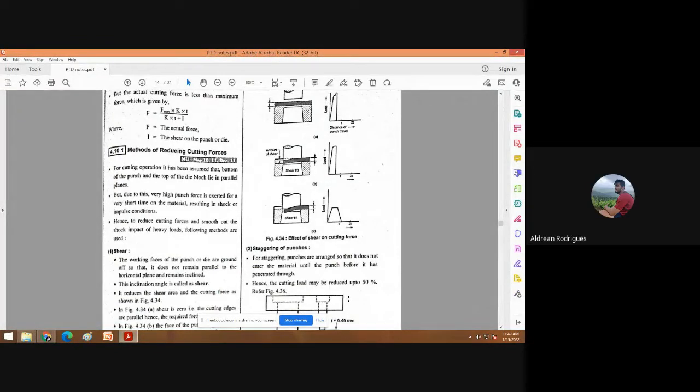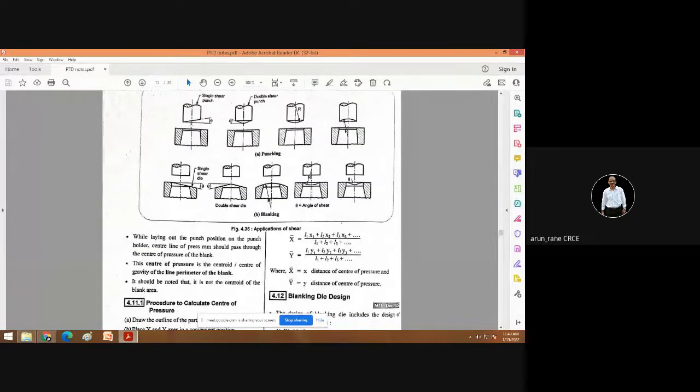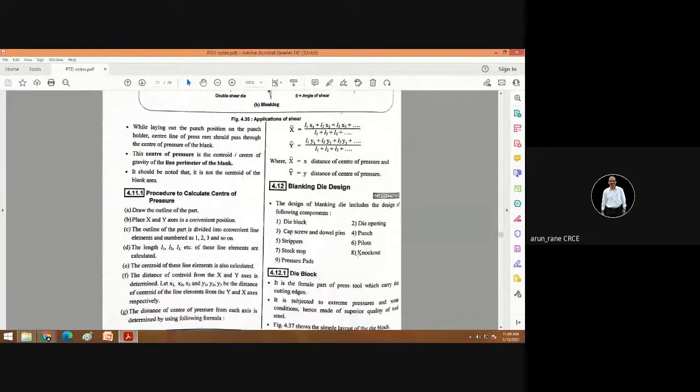Yes, sir. We were discussing how to reduce the cutting forces. So there are different ways. This is what is called providing shear. So shear can be provided on the punch. It can be provided on the die also. This is what is called the center of pressure.